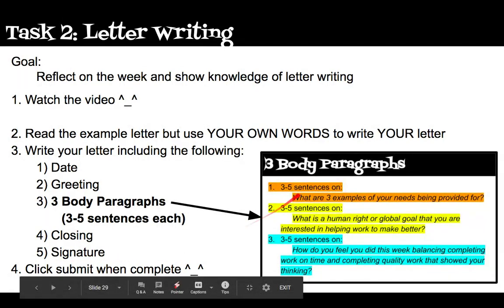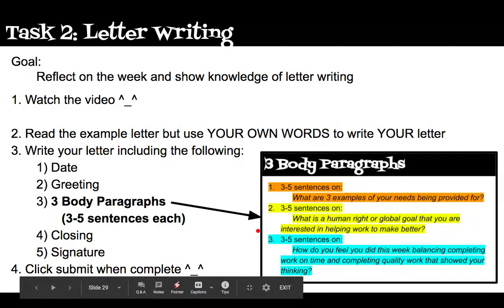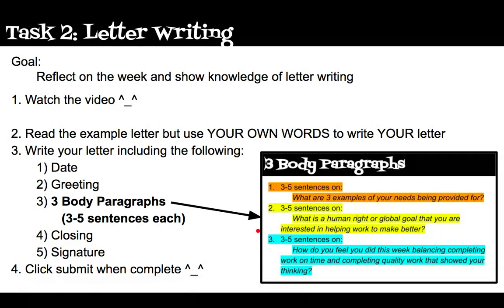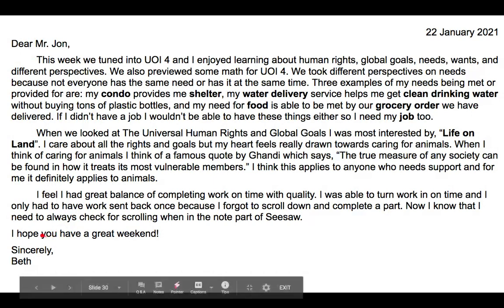Let's go ahead and talk about what needs to be in each of your 3 body paragraphs, and we'll use the example letter to check what we have inside each body paragraph. So for body paragraph number 1, I should have 3 to 5 sentences on 3 examples of my needs being provided for. Now, provided for is a fancy way to say met. So let's look at my example letter. I have a date, a greeting, and then my first body paragraph starts here, second, third, and then I have my kind of ending with my closing and signature.